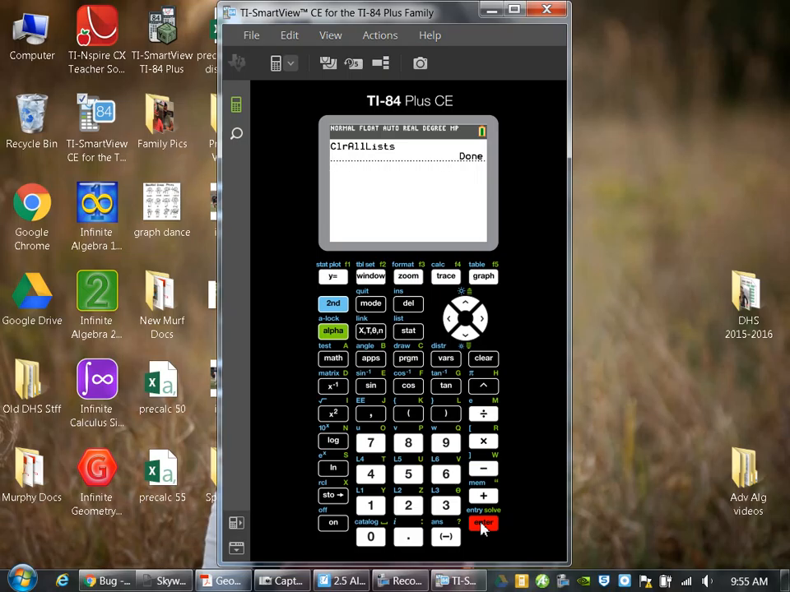Okay. Make sure there's no graphs. Go to your y equals, clear all that out, in case you have anything in there. It's by the plus sign, the square. So what we're going to do is enter our data sets into L1 and L2.